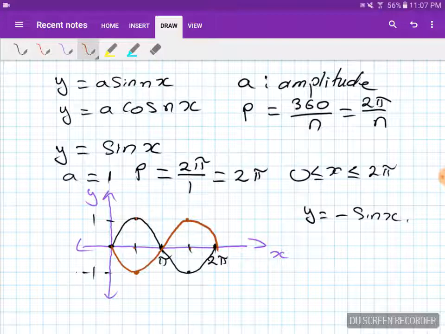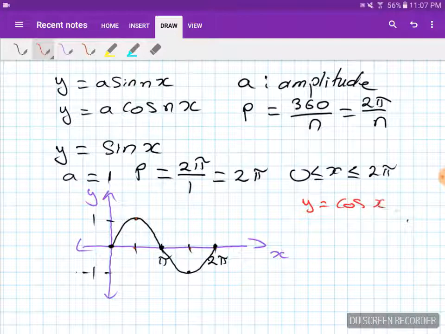Now let's draw the cos graph together as well. I just wipe this off so there's not too much in one graph. Let's say y equals cos of x. Step number one, write down the amplitude, which is 1. Then the period is 2 pi over n, where n is in front of x, which is 1, so 2 pi. It's exactly the same period as sine x.